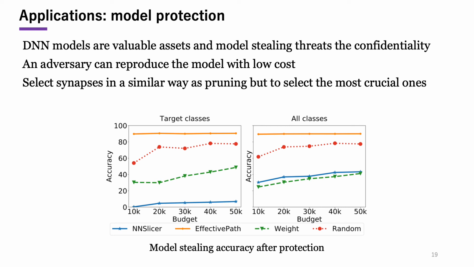DNN models are becoming valuable assets due to the high cost of the training process, including collecting a large amount of data and expensive GPU usage. However, an attacker may steal the functionality of a model at a comparably low cost. NNSlicer can slice the model for certain classes, and it can help to find significant components for the important classes and protect them. Empirical results demonstrate strong protection performance in the face of model steal attacks.